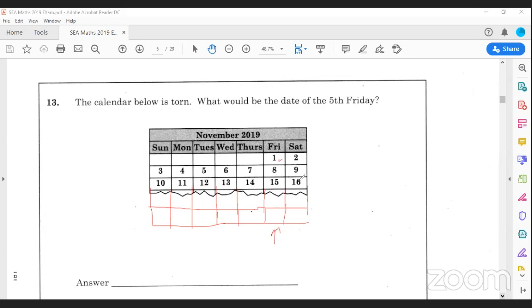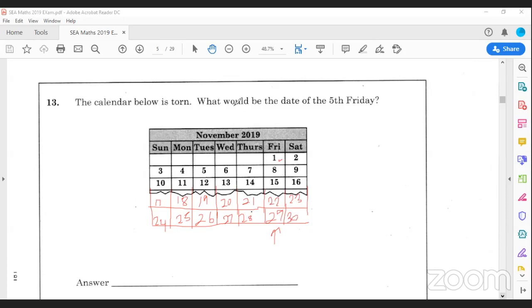If the last date I can see is the 16th, then the next day is going to be the 17th, the 18th, the 19th, right? The 20th, and so on and so on. 21st, 22nd, 23rd, 24th, 25th, 26th, 27th, 28th, 29th, 30th. So as we can see here, the 5th Friday is going to be the 29th.